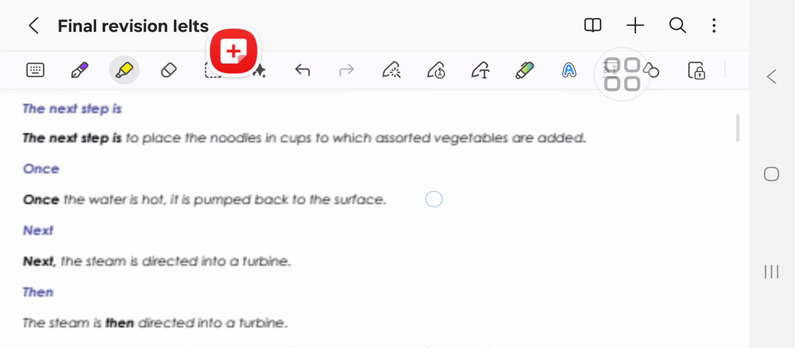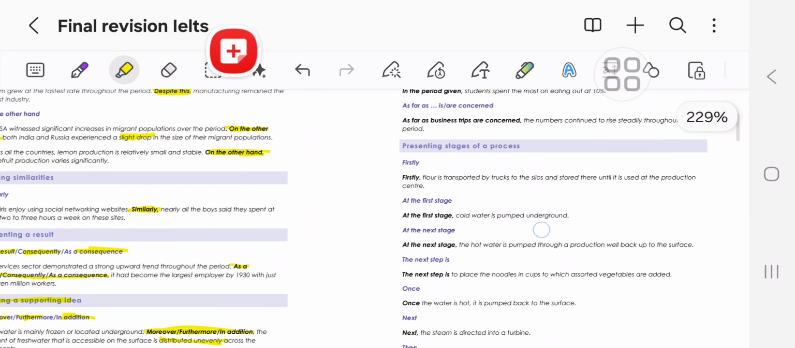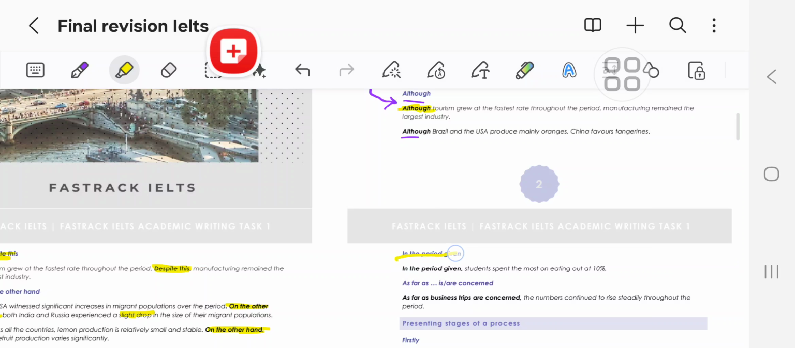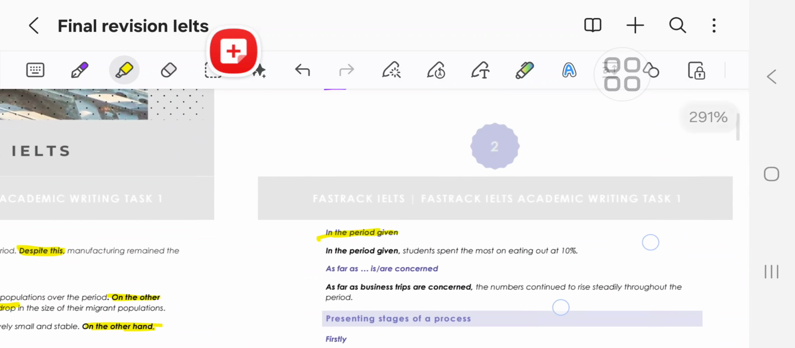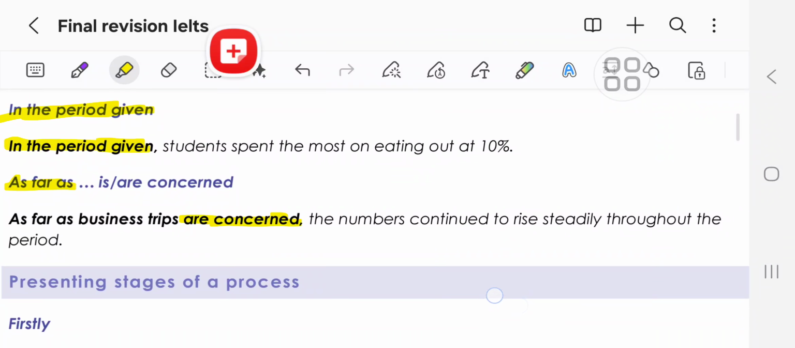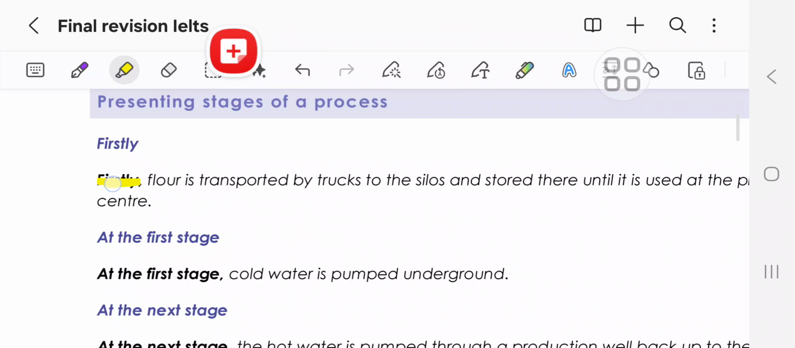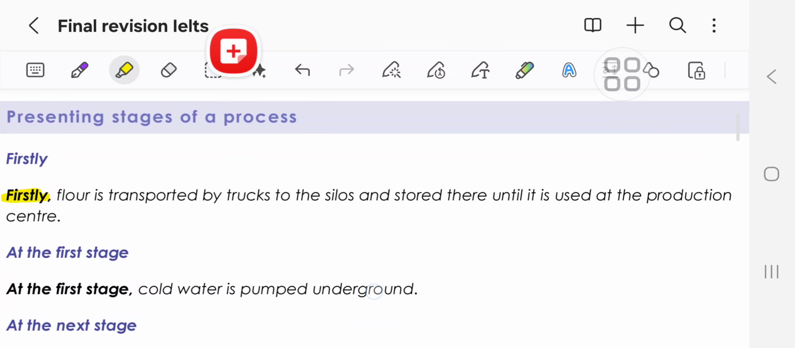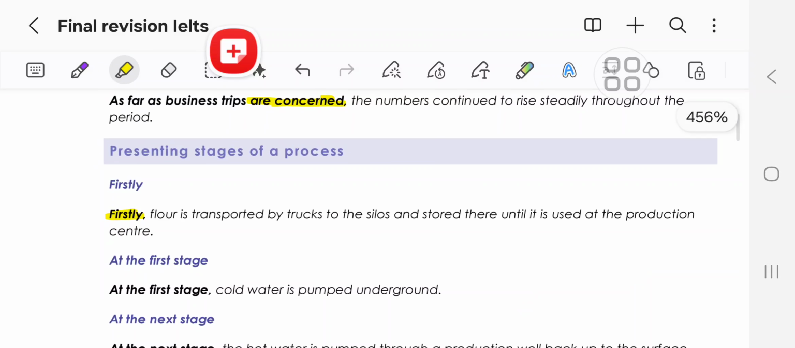And then we are on the last page of the linking words for Task 1. So: in the period given, students spend most on eating at 10%. Okay, in the period given, comma, students spend the most on eating, at 10%. As far as this is concerned, as far as business trips are concerned, the number continued to rise steadily through the period. Okay, firstly, flour is transported by trucks and stored in silos until it is used at the production center.